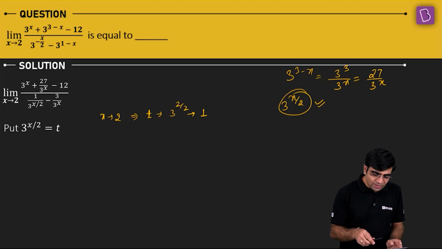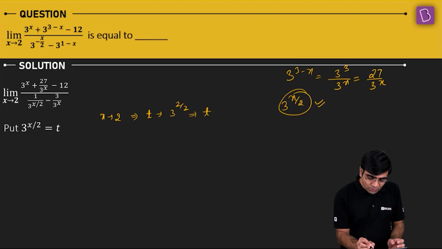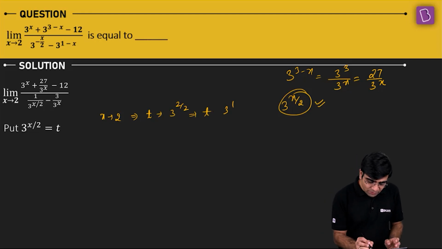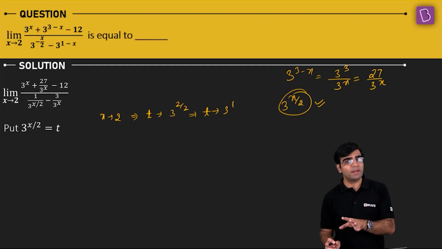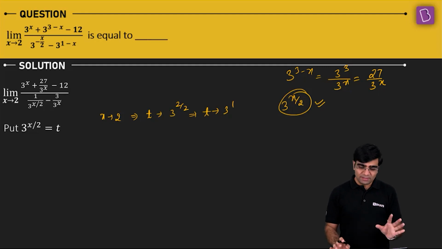Are you getting my point? So, I would say that t will be tending to 1. Sorry, not 1, t will be tending to 3 raised to 1. Are you getting my point? I repeat that if x is tending to 2, so t will be tending to 3 raised to 2 by 2, that is 3 raised to 1. Okay, so t is tending to 3 in a nutshell. So let's convert the entire question.